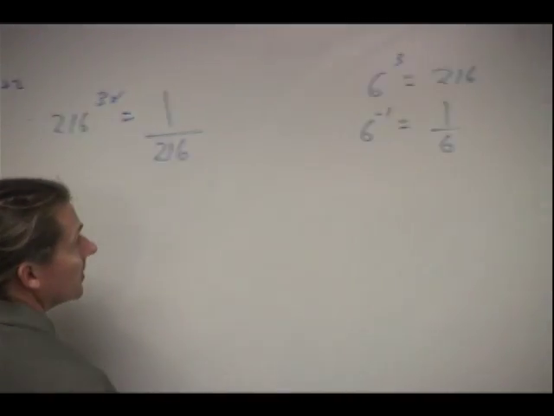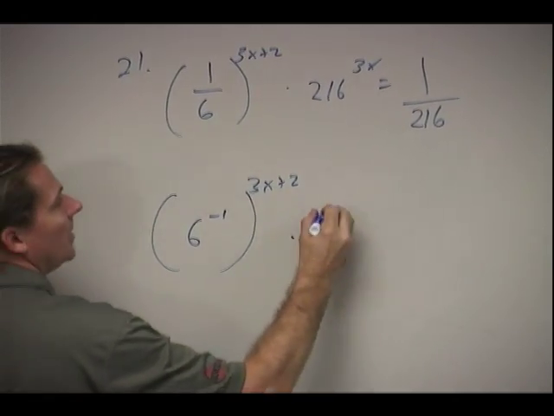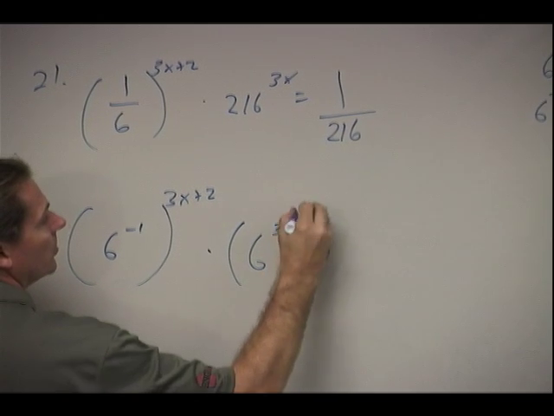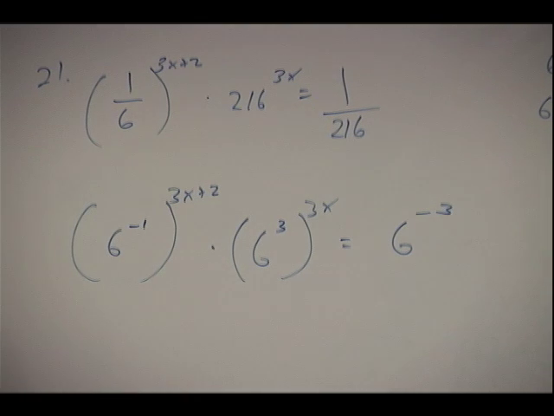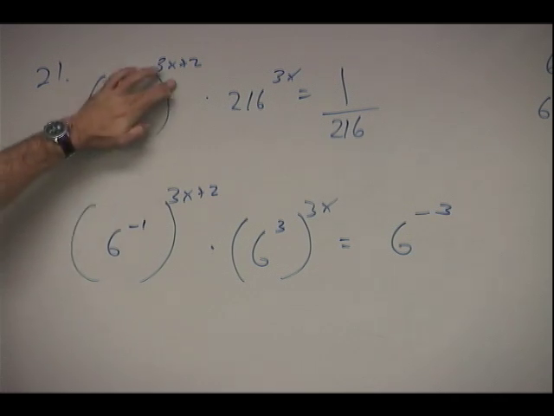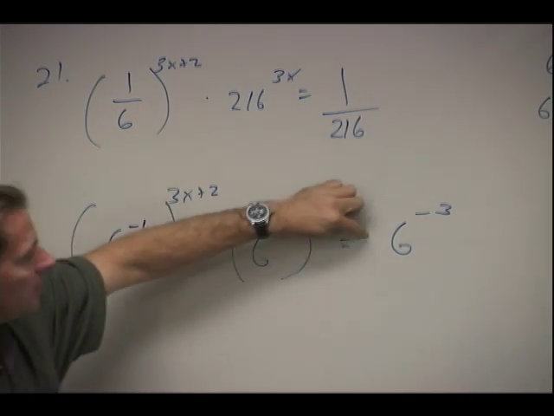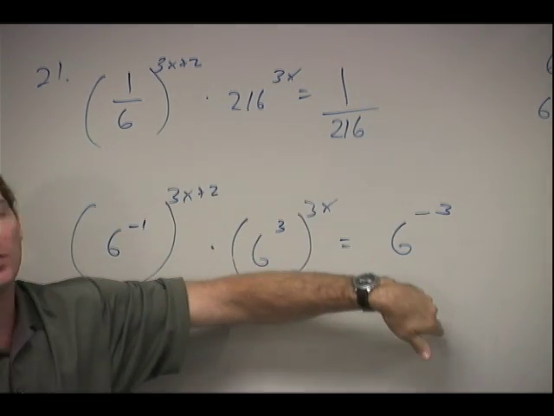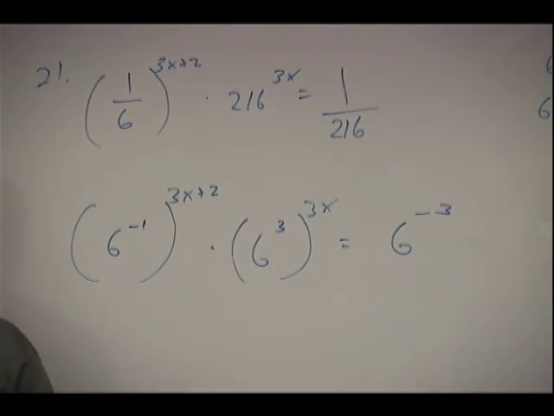1 over 6. So 6 to the negative 1 raised to the 3x plus 2 times 6 cubed to the 3x equal to 6 to the minus 3. Now make sure you see all of this. 6 to the minus 1 is 1/6, still raised to the same power. 6 cubed is 216, still raised to the same power. 6 to the minus 3 will be 1 over 6 cubed, and 6 cubed is 216. So it would be 1 over 216. So do you agree that that statement's the same?